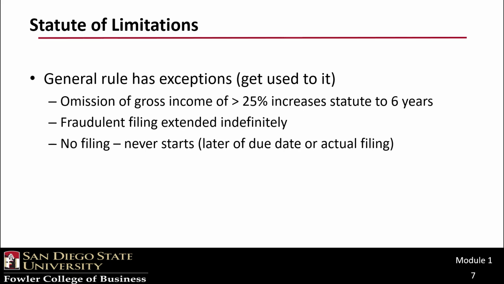Of course, there are always exceptions. In tax, you got to just get used to it. If income of greater than 25% is omitted from the tax return, now the government has more time, up to 6 years, to try to get that money back. There is no statute of limitations if the tax filing was fraudulent, but the burden of showing fraud is on the government. Lastly, if you don't file a tax return, the statute is unlimited, at least until you do file, and then the general and other rules would apply.